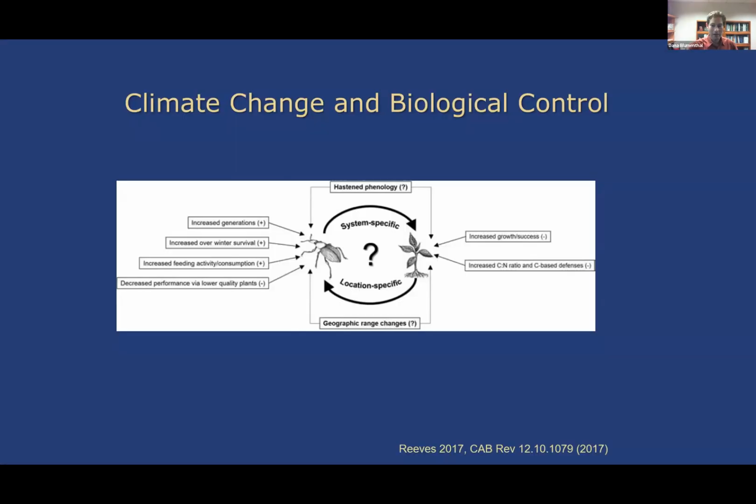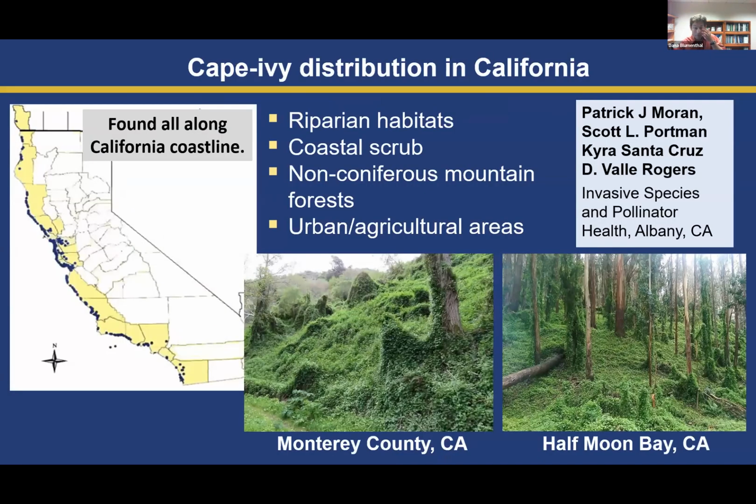Through this diagram of biological control, and just about to show you an actual example. And this is work by Patrick Moran and colleagues from, again, the Invasive Species and Pollinator Health Unit, but the Albany portion of this unit.